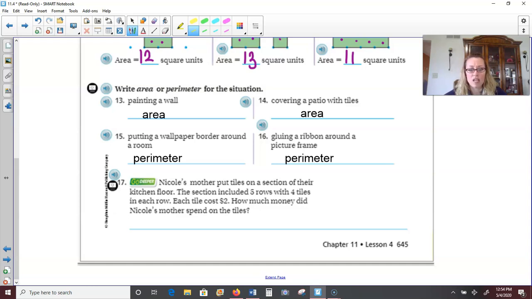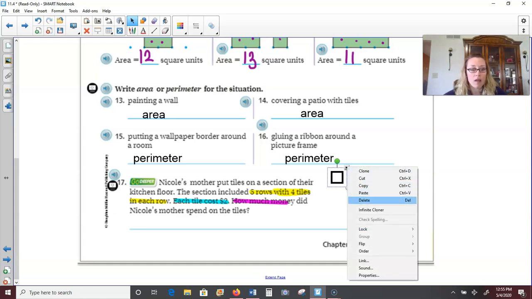All right, so the section of kitchen floor, where Nicole's mother is putting tiles down, had 5 rows and there were 4 tiles in each row. And then it tells us the cost of each tile. And our job is to figure out how much money Nicole's mom spent. So I'm going to use my little square tool here, and I'm going to make an illustration or a visual so that we can see what's going on here.